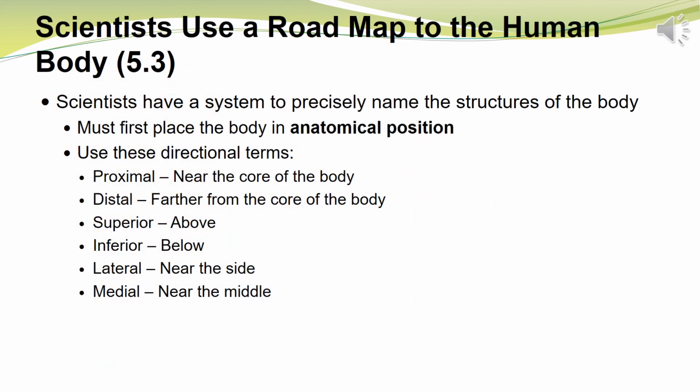Section 5.3, Scientists use a roadmap to the human body. Scientists actually have a precise system to name the structures of the body, but in order to do this, they must first put the body in anatomical position, which in humans is standing up straight with your palms outward. And they use these directional terms to talk about the relative positions of the various parts of the body.